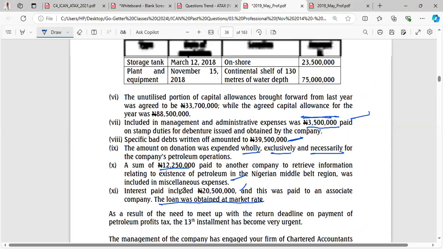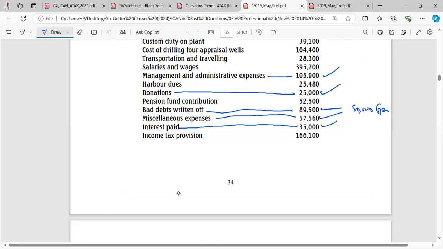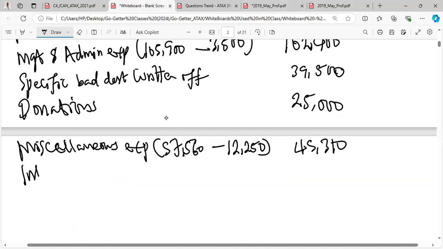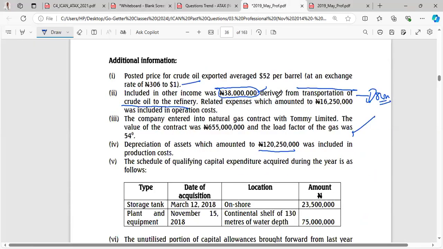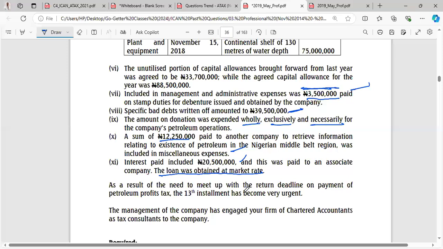So some of these things are just tricky here. Interest paid 35 million. Interest paid, just put it straight, 35,000. So what's the next one now? As a result of the need to meet up with the return deadline on payment of petroleum tax, the 13th installment became very urgent. That is not our problem now.